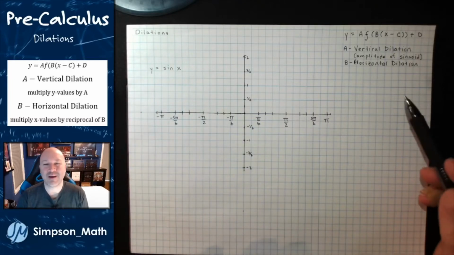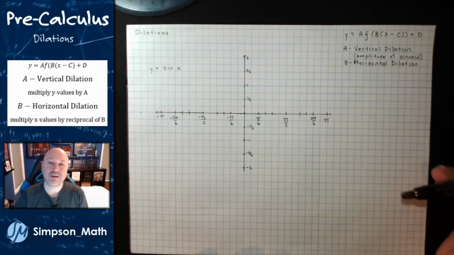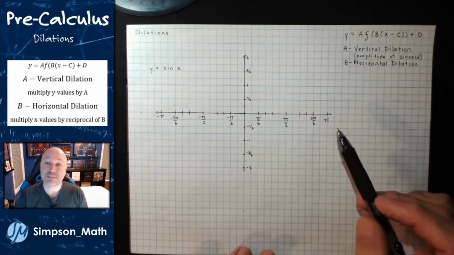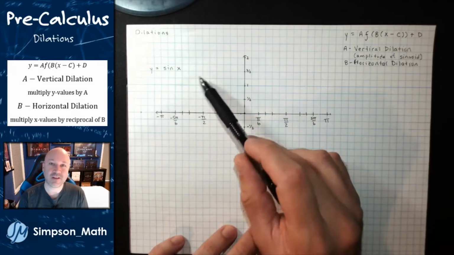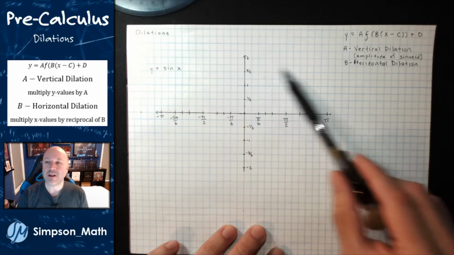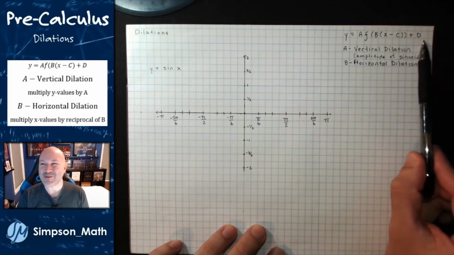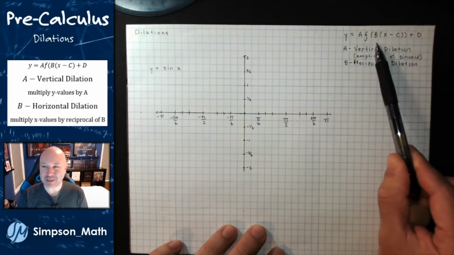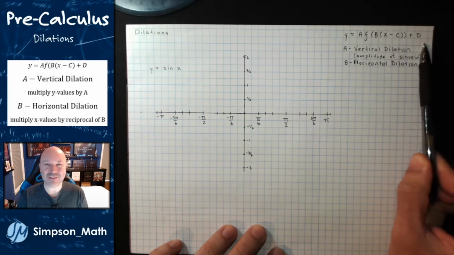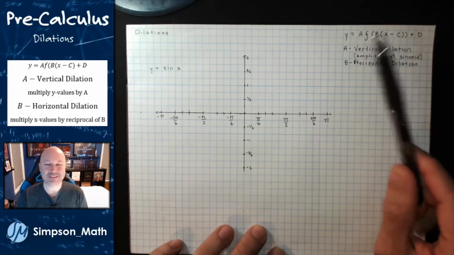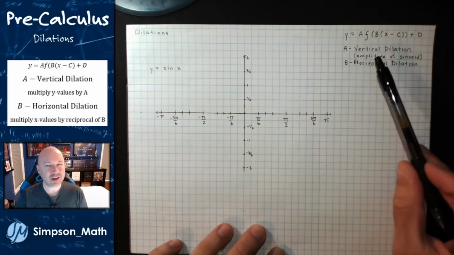Johnny here with Simpson Math, and in this video we're going to begin transforming the trig functions. Specifically in this video we're going to be focusing on the dilations. Now off to the right over here I have a function written down where I have A, B, C, and D, and these are all the different types of transformations that we might come across. And this should not be new to you.